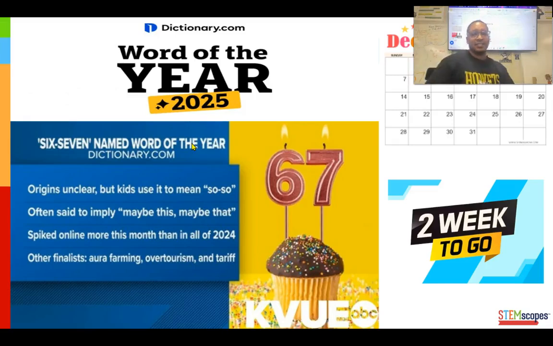And then the very last thing is, it was brought to my attention that this weekend it is a 6-7 weekend. Right? So 6-7 was dictionary.com's word of the year, right? Origins are unclear, but kids use it to mean so-so, I guess, kind of, maybe this, maybe that, or just to have fun.